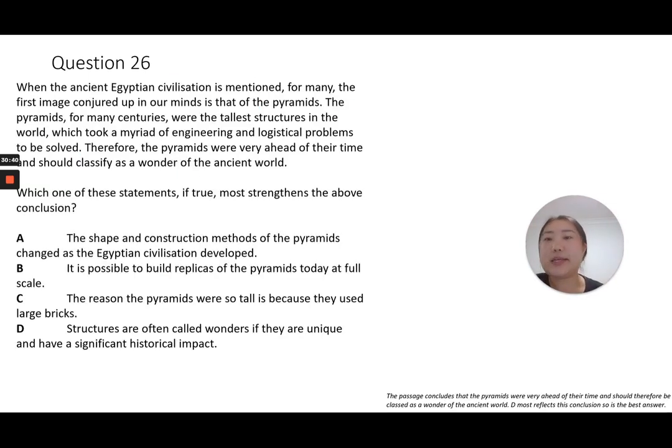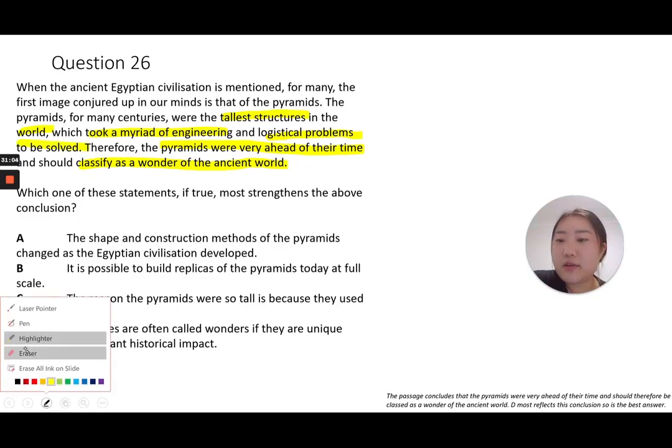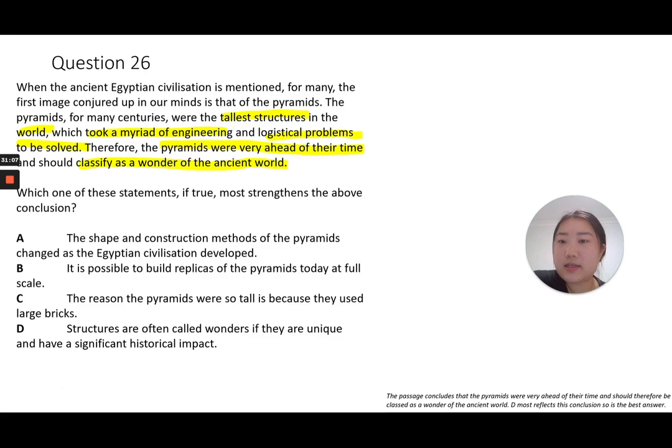Okay, 26. Which statement will strengthen the above conclusion? What was the conclusion? That the pyramids were very ahead of their time and should classify as a wonder of the ancient world. And remember, they were the tallest structures in the world and took a myriad of engineering and logistical problems to be solved. So which one would strengthen it? The answer is D.